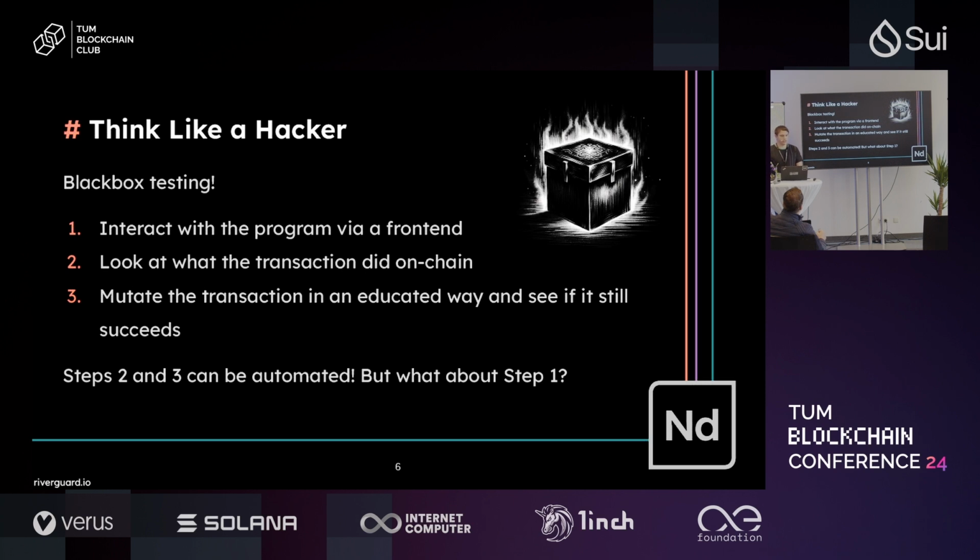Steps 2 and 3 are easily automatable. There's a lot of things that you can do, like RPC, where you can look at transactions and you can mutate them. We already created, for example, the POC framework where you can build your own transactions and then push them on the chain. So steps 2 and 3 were no problem at all. But step 1 would require us to interact with the front end. And this is, again, not easily automatable. But we found a solution for this too.